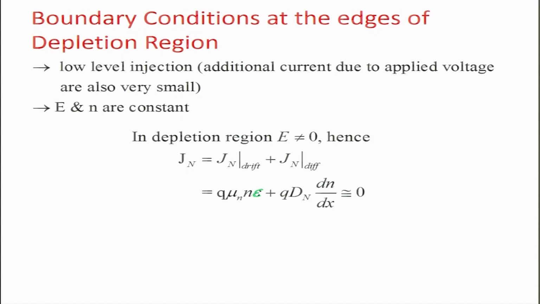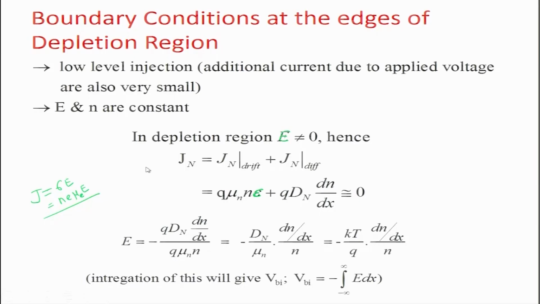I have noted this because there is a confusion between E as electric field and energy. So you can say that this is the electric field. From Ohm's law, J is equal to sigma E, which is equal to N e mu E. So this is N, electronic charge, into mu n into electric field E, plus the diffusion current, that is Q Dn dn by dx, and that is equal to 0 in the equilibrium, of course.